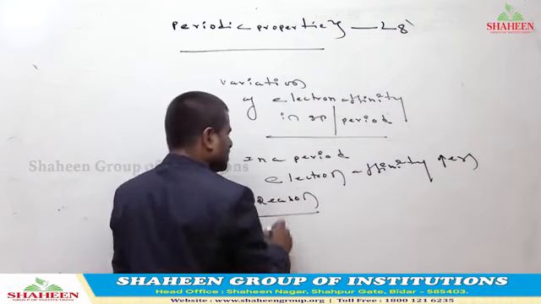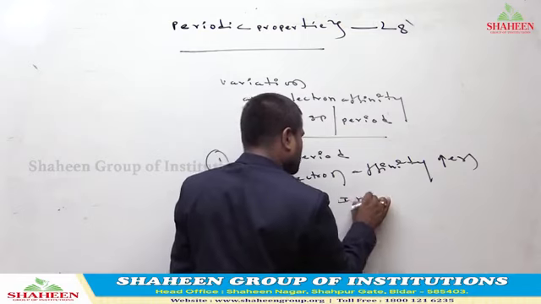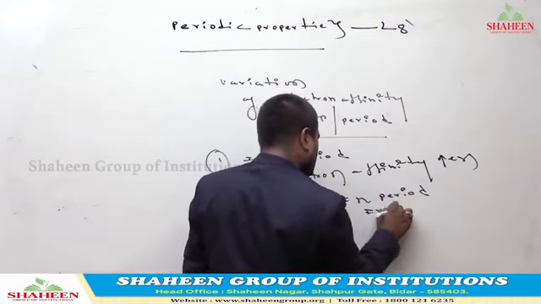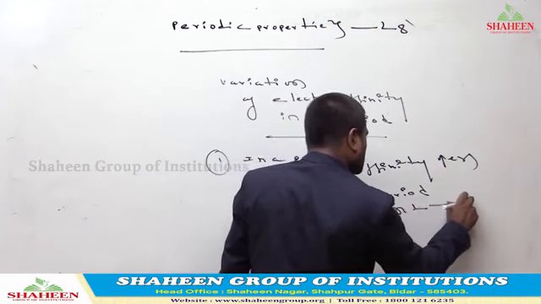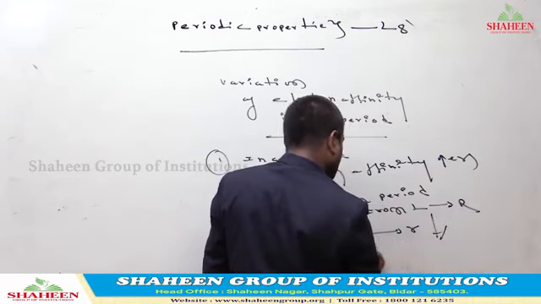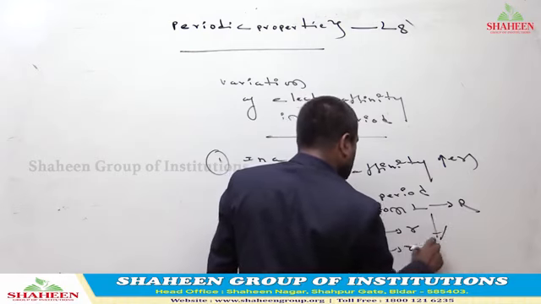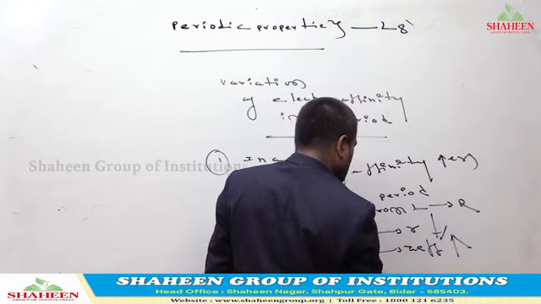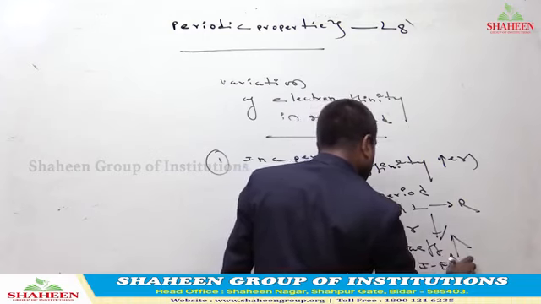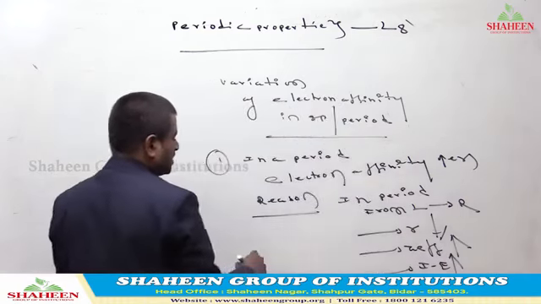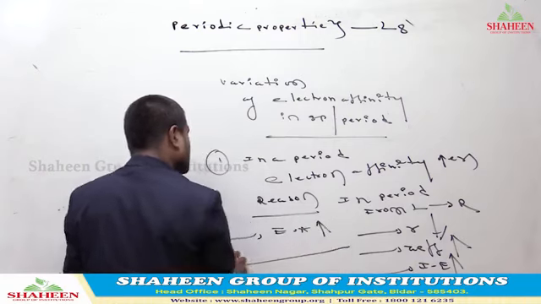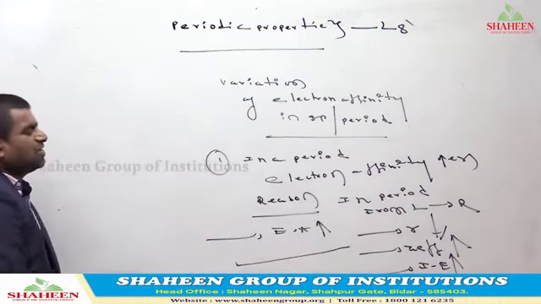The reason: in a period, from left to right, atomic size decreases. Z effective increases, and ionization energy increases, therefore electron affinity also increases in a period. Generally electron affinity also increases.